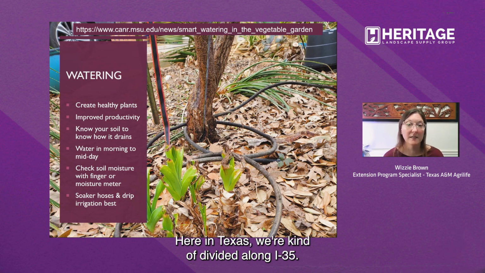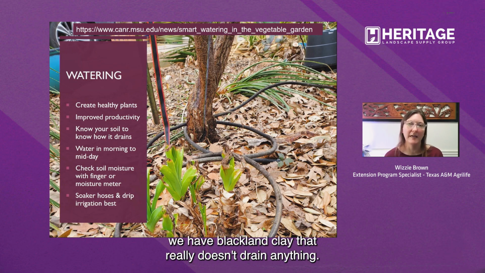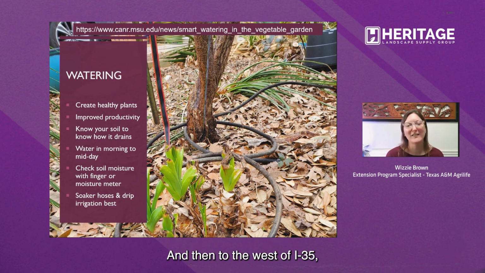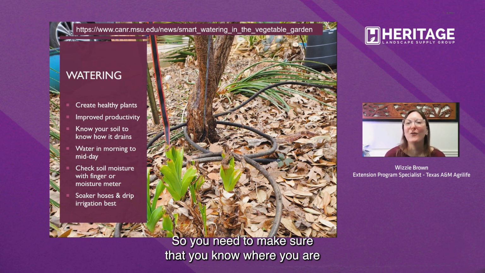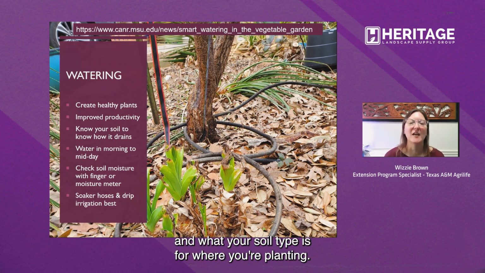Here in Texas, we're kind of divided along I-35. If we go east of I-35, we have blackland clay that really doesn't drain anything. And then to the west of I-35, we have limestone where there's no soil and it just drains down into the ground immediately. So you need to make sure that you know where you are and what your soil type is for where you're planting.